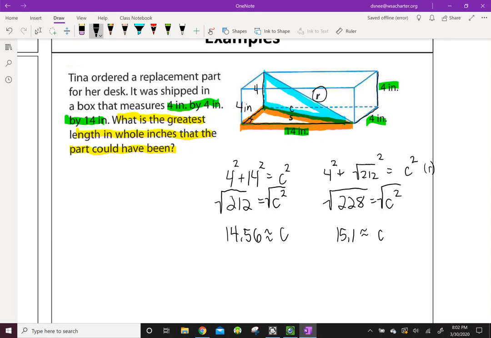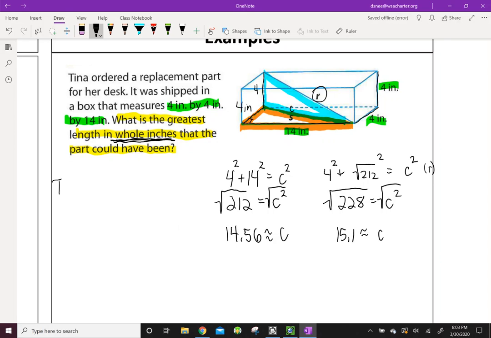Okay, and it says, what is the greatest length in whole inches that the part could have been? Whole inches. We need to know what whole numbers are. Right, so the greatest length in whole inches, well, I can't fit 16 inches in a 15.1 inch diagonal, so 15 inches is the greatest length.